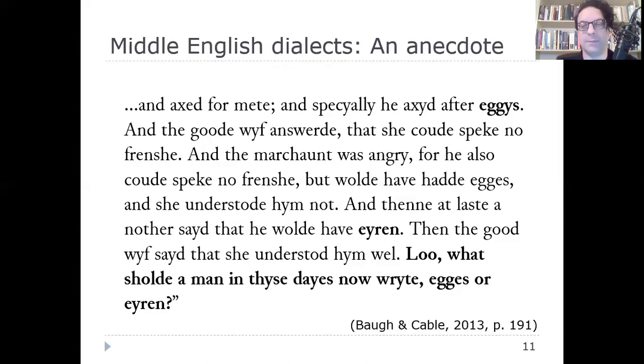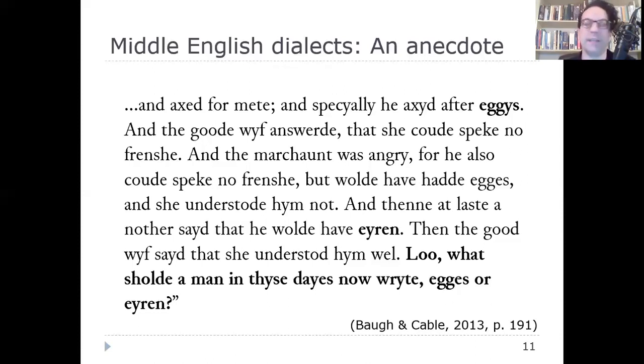this woman, this serving woman there, this waitress or whatever, is understanding. And the other one, she's not understanding. So she apparently is not from the north. Okay, which leads Caxton to write, Law, what shall the man in these days no write, eggs or iren?